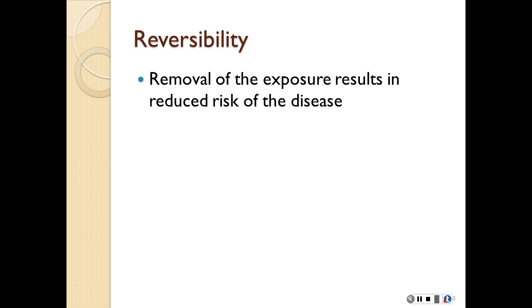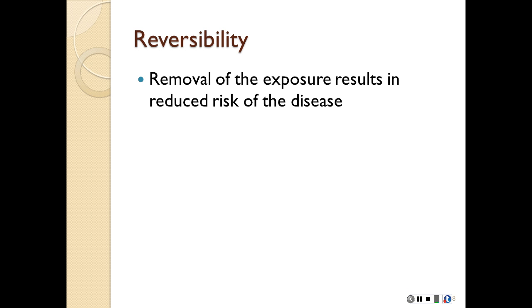Reversibility. This simply means that if you take the exposure away, then you find a reduced risk of disease. So when the exposure is present, you have an increased risk. If you take the exposure away from those people that were at an increased risk, now they're no longer at an increased risk, they're at a decreased risk. You have stronger support that the exposure causes the disease.